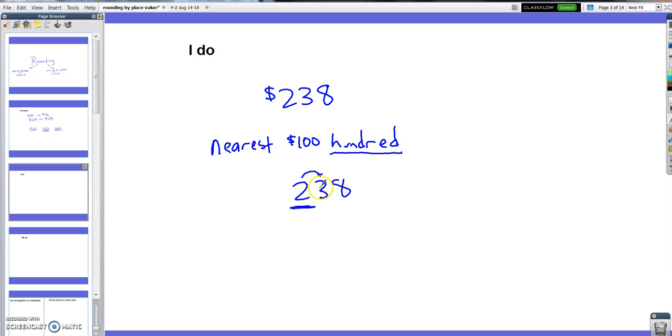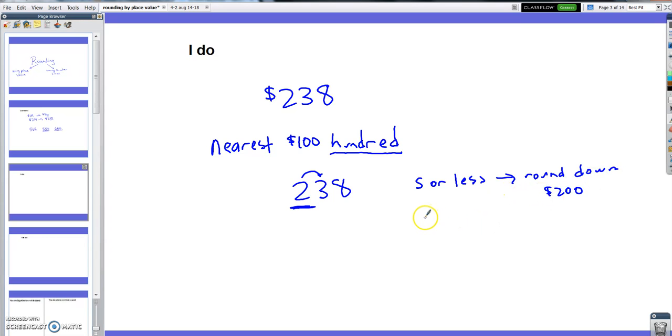If I want to go down to 200, I would have to count back 30, 20, 10, 200. If I wanted to go up to 300, I'd have to go more times than that: 240, 250, 260, 270, 280, 290, 300. So by looking at this, if the number next to the hundreds, that 3, is less than 5, I'm going to round down. I'm going to round that number down to 200.